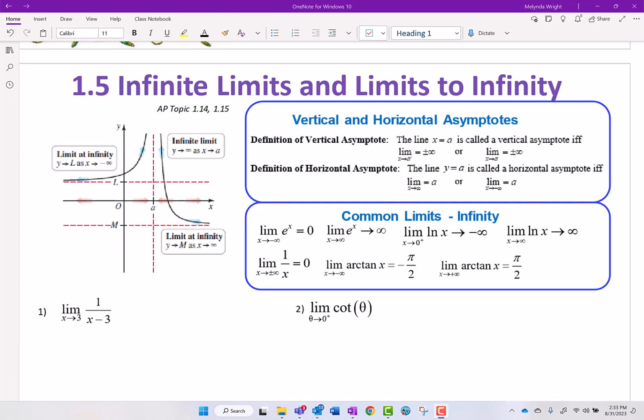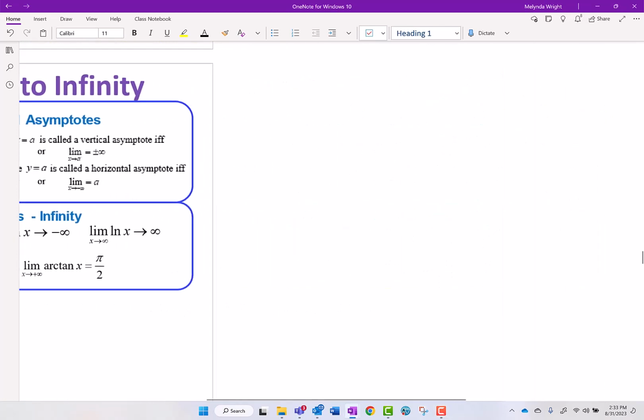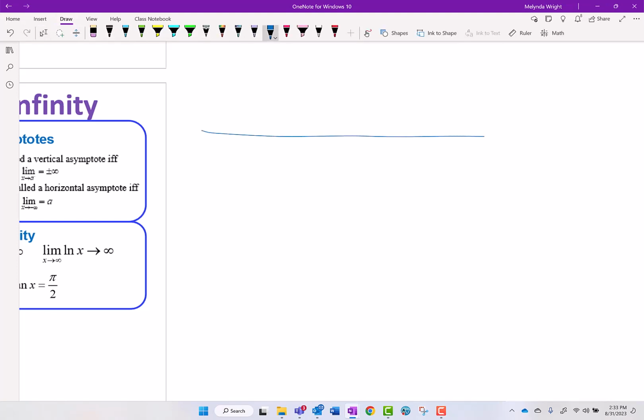All right, let's take a look at our lesson for today on infinite limits and limits to infinity. First of all, I really want to talk to you a little bit about how limits are really in two different categories. So I really want to come over here, and there are different techniques. So let's just come over to the side and make ourselves a little chart.